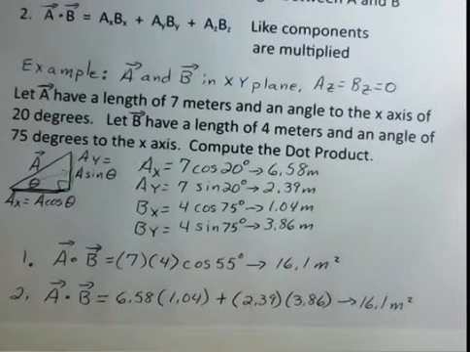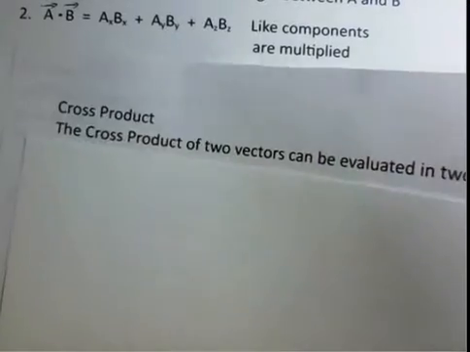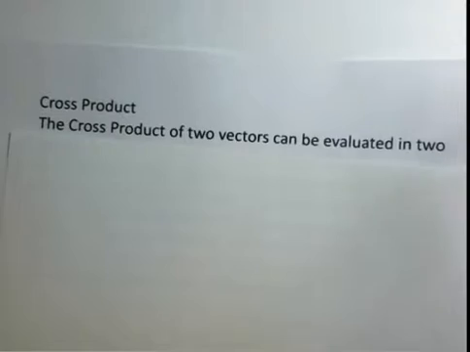So dot product, we multiply two vectors, we get a scalar result. We do not get a vector for the result. So cross product, a little bit more complicated. Excuse me, used for things such as torque.